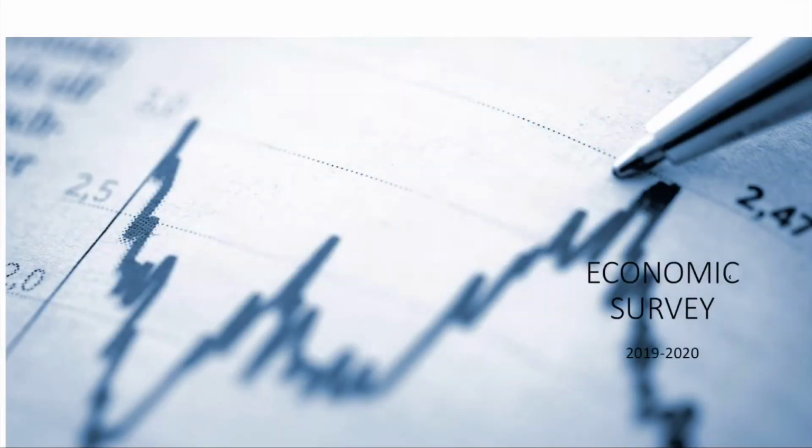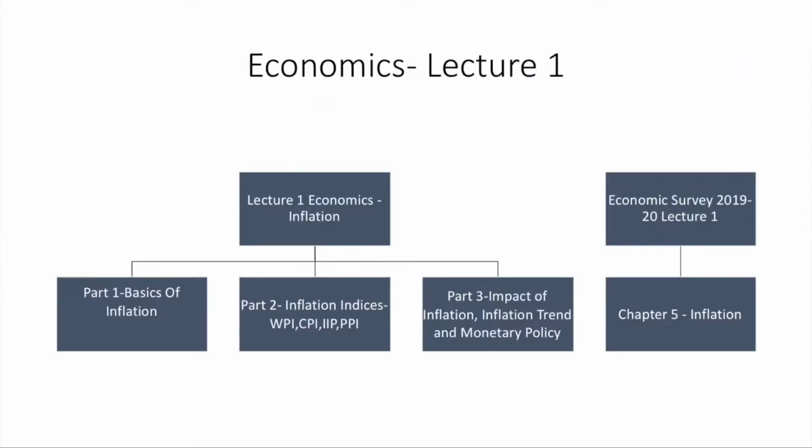Hello friends, this is a lecture on Economic Survey Volume 2, Chapter 5, Inflation. In our earlier theory lectures, we have seen basics of inflation in Part 1. We have seen inflation indices WPI, CPI, IIP and PPI in Part 2. And we have also seen impact of inflation, inflation trend and monetary policy in Part 3. In this lecture, we are going to see what are the observations of Economic Survey regarding inflation.